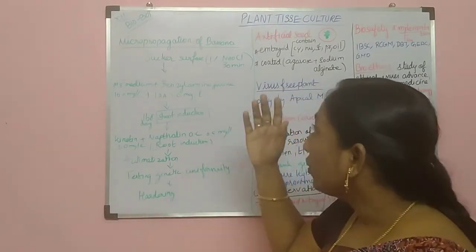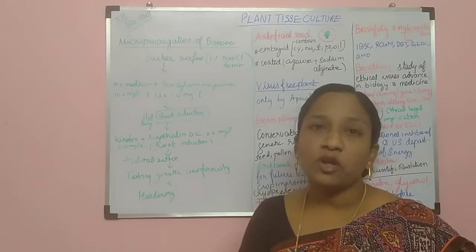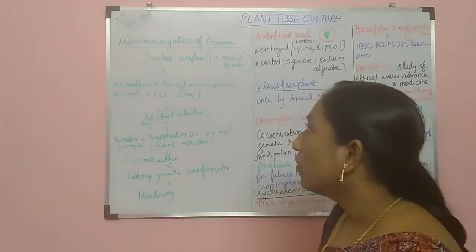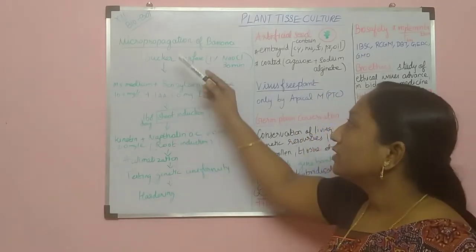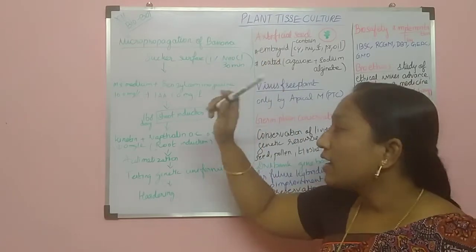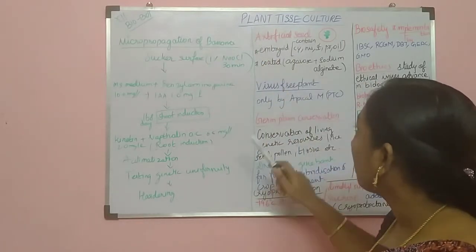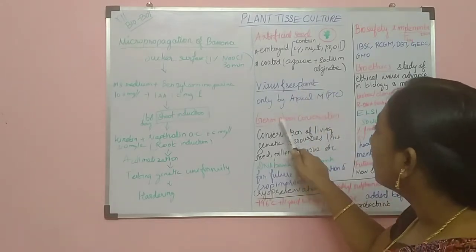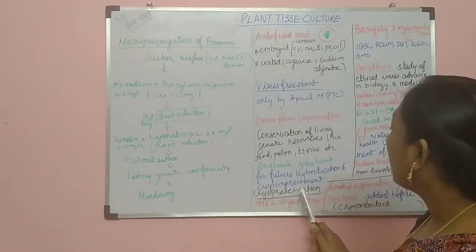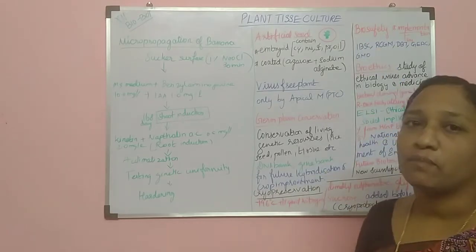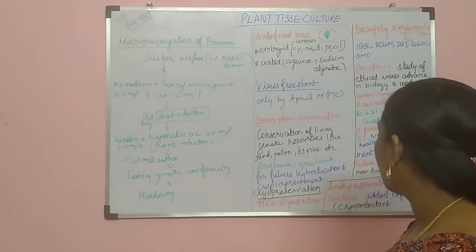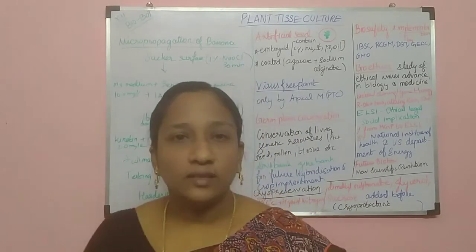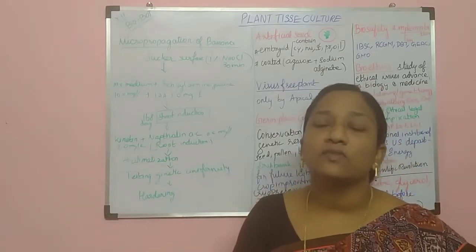Children, today we are going to learn about the continuation of plant tissue culture. We are going to learn these things: micropropagation and artificial seed preparation, then virus-free plant formation, germplasm conservation, cryopreservation, biosafety, bioethics, and future biotechnology. These are the things we are going to see today.